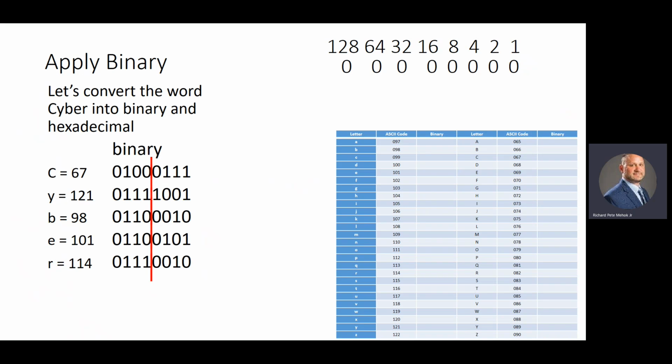So when we do hexadecimal, remember, we're going to learn hexadecimal next. That's base 16. So to overcome the limitation of binary, they made hexadecimal to get to really large numbers. So 67 would be 43 in hexadecimal, 79. So the Y would be 79 in hexadecimal, B would be 62, E would be 65 in hexadecimal, and also R is 72. So that concludes how to convert binary and read binary. And next we'll go to hexadecimal.